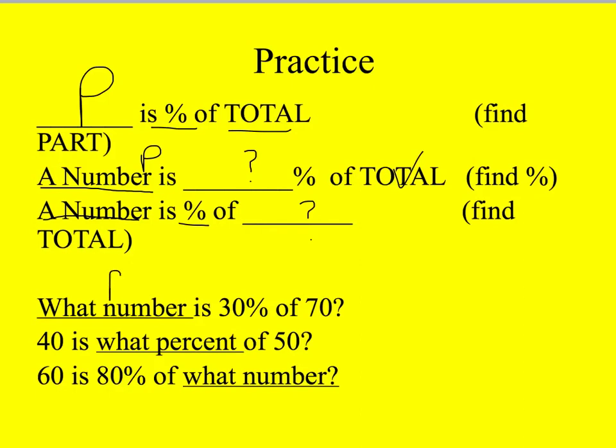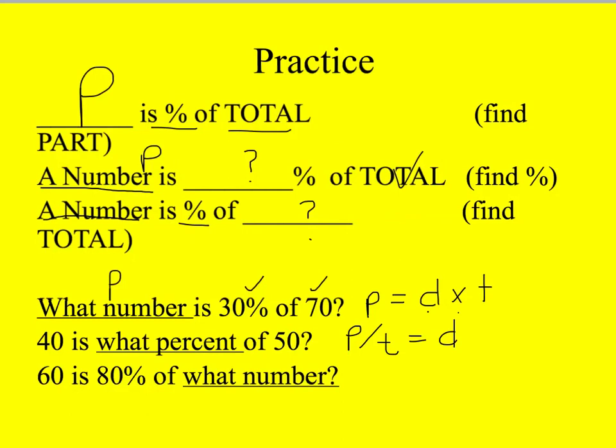So what number? That means we're missing the part because we have the percent and the total. So in this case, the part is equal to the decimal times the total, the percent of a number. Here we're finding the percent. So this is just like a good old-fashioned test question. What was your percent on the test? So you have your part divided by your total, and that way you'll get your decimal that way, and then find your percent.